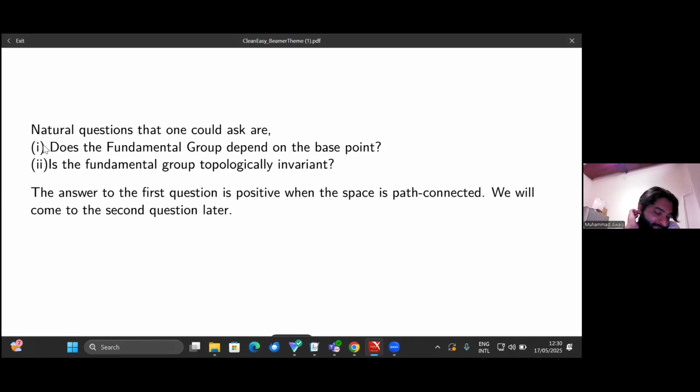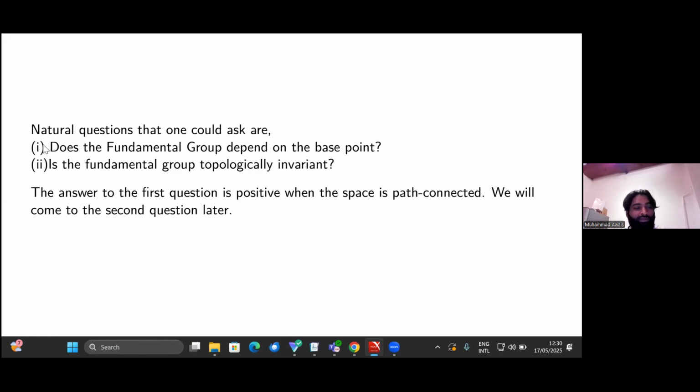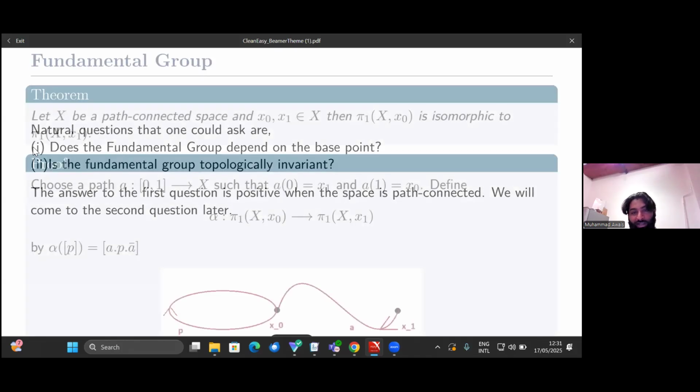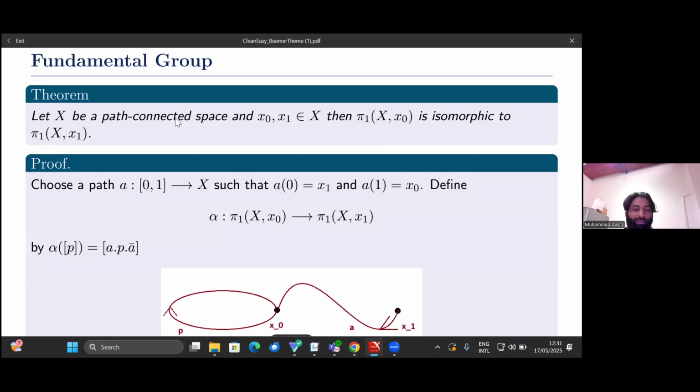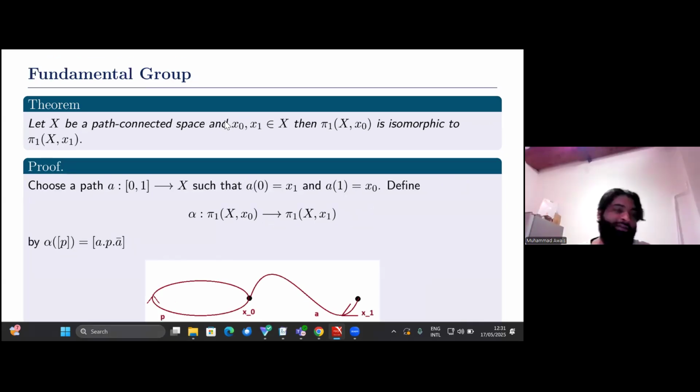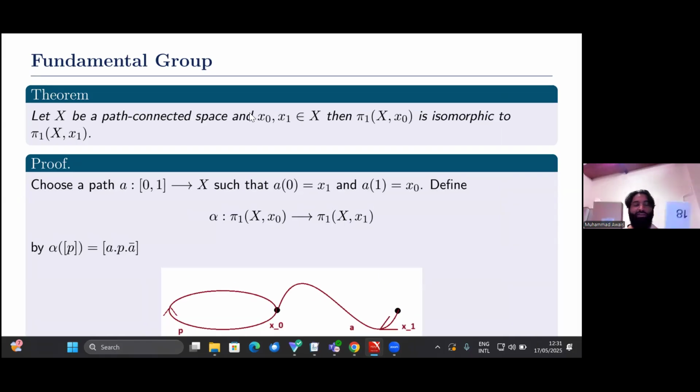The first question depends on your space. If the space is path connected, let X be a path connected topological space, then whatever base point you choose, your fundamental group will be isomorphic. But it's not true if your space is not path connected. For example, if I consider the disjoint union of these two spaces, and if I choose the base point here, the fundamental group will be trivial. But if I choose the base point here, the fundamental group will not be trivial. So it depends on the base point. But if the space is path connected, it does not depend on the base point.